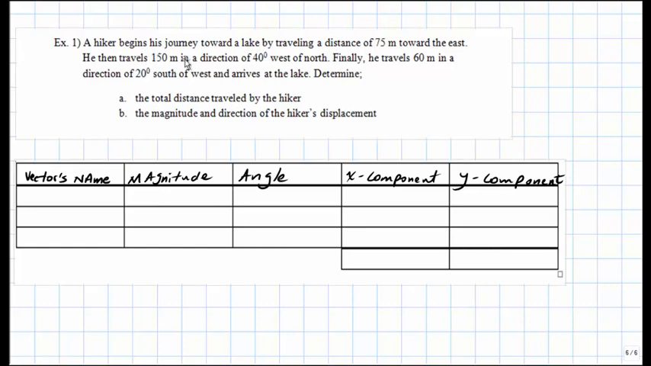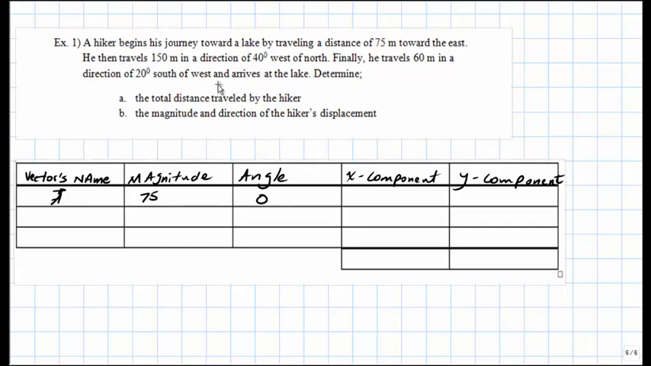Now, let's examine the first leg of the journey. We're traveling 75 meters toward the east. Let's designate that first leg of the journey as vector A. The magnitude is 75 meters, and the direction is toward the east, and that corresponds to a 0-degree angle. So the angle is 0 degrees.